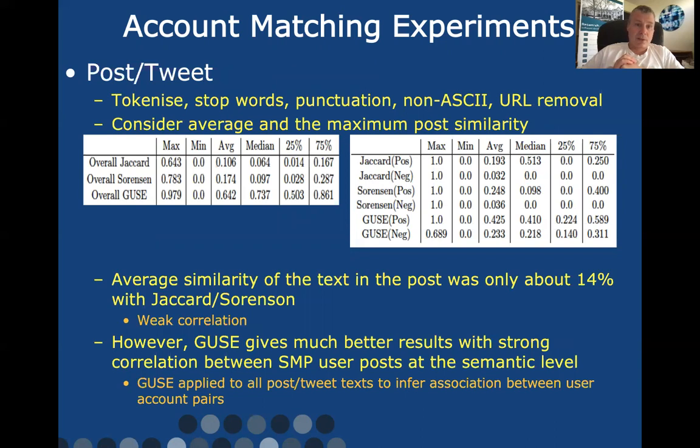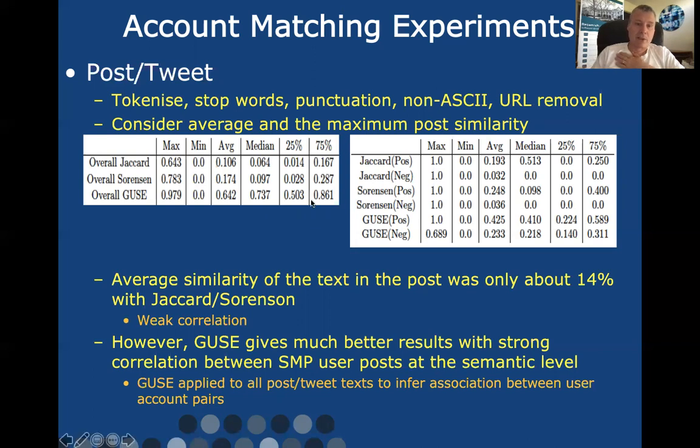The next thing that we looked into was the actual posts and the tweets themselves. There's a range of things that you can look into there. First thing, as with most of these data, you have to clean it all. You tokenize, you get rid of stop words, you get rid of punctuation and non-ASCII, and you remove URLs, etc. Then in this work, we looked at the average and the maximum post similarity: what's the average similarity between posts and what's the maximum that you will get? We only found a very weak similarity of text in posts using the Jaccard and Sorensen, but with the Google approach, the GUSE approach, we had a much stronger correlation, which we then used as the basis to try and infer associations between the user account pairs.